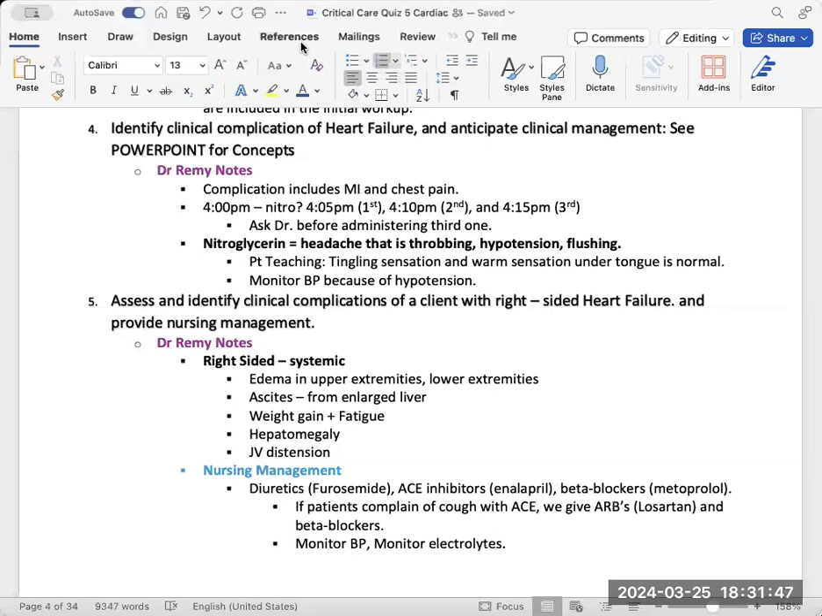Wait till 4:10, ask them how they're doing. If they're still in pain, right, we can give them a third because we don't give more than 3. They have to be 5 minutes apart and sublingually. But if we already are on the second one and they still need another, we want to ask the doctor if we should give another one.